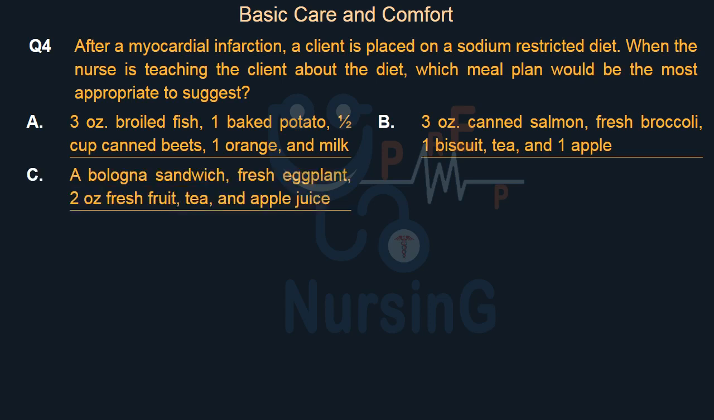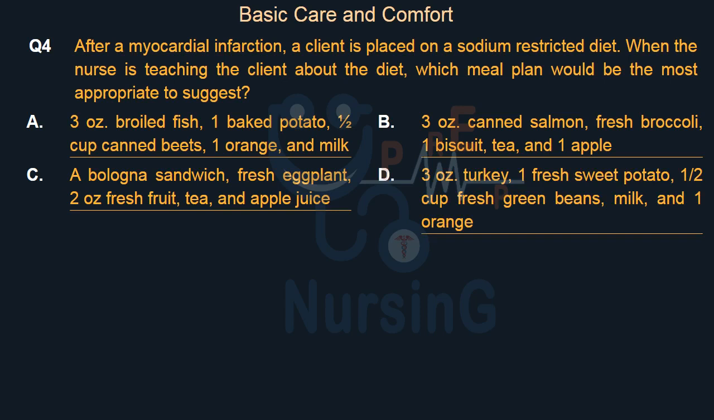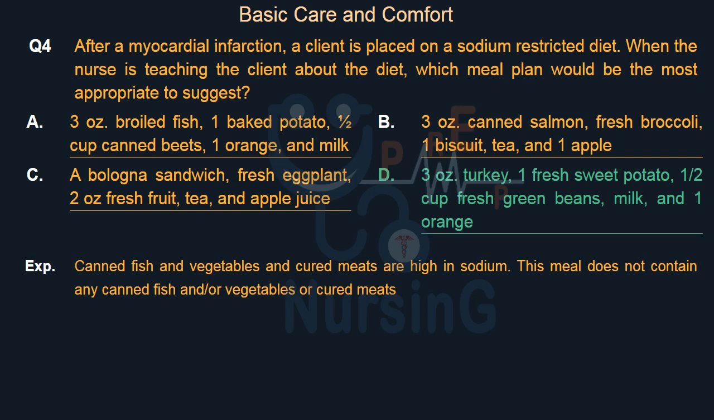Option C. A bologna sandwich, fresh eggplant, 2 ounces fresh fruit, tea, and apple juice. Option D. 3 ounces turkey, 1 fresh sweet potato, half cup fresh green beans, milk, and 1 orange. Right answer is Option D. 3 ounces turkey, 1 fresh sweet potato, half cup fresh green beans, milk, and 1 orange. Canned fish and vegetables and cured meats are high in sodium. This meal does not contain any canned fish and/or vegetables or cured meats.